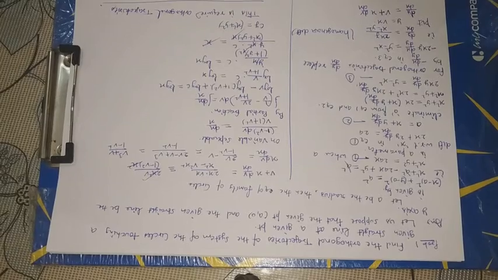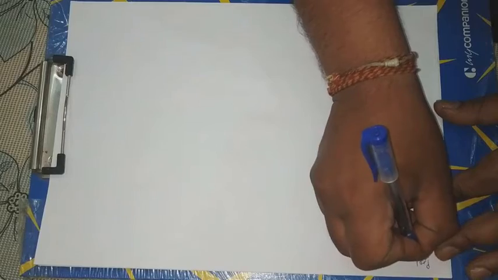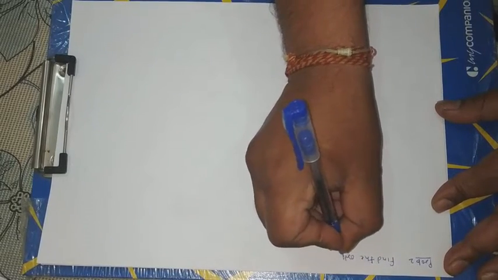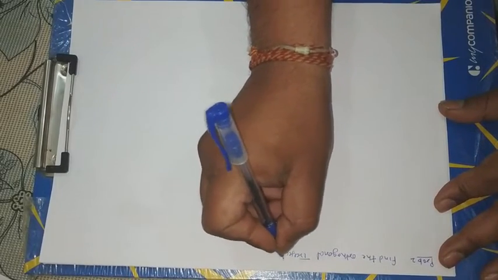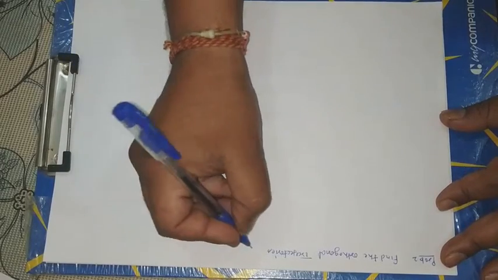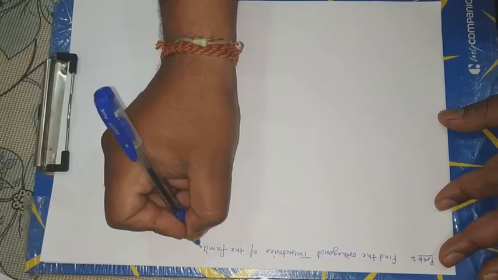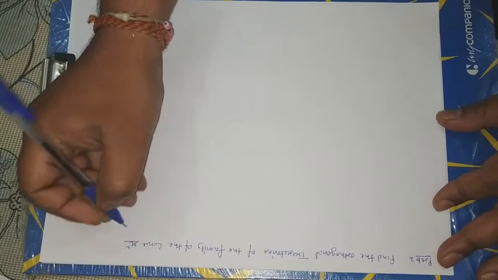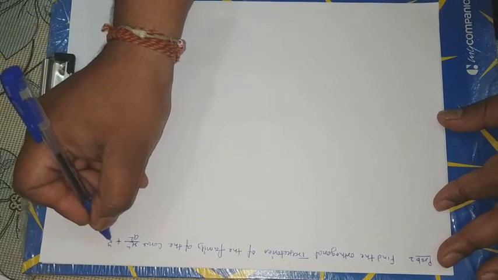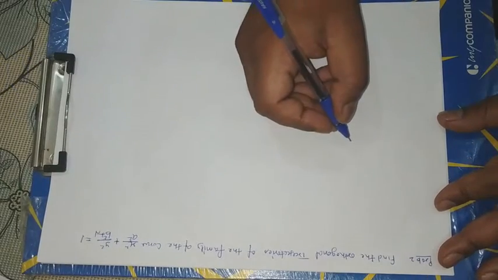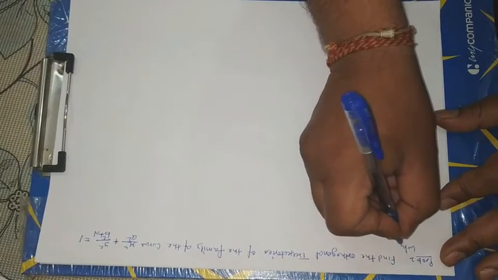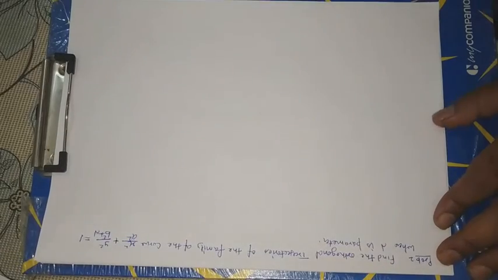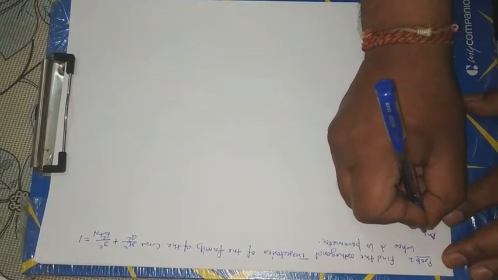Okay student, problem number 2. Find the orthogonal trajectories of the family of the curve x square upon a square plus y square upon b square plus lambda equal to 1, where lambda is a parameter. Okay, solution.